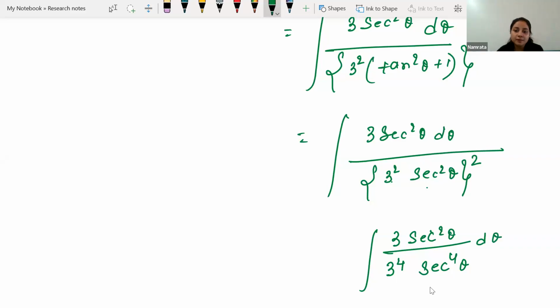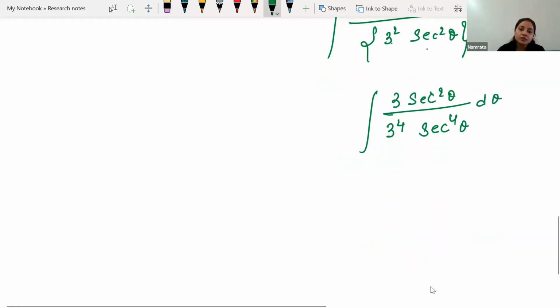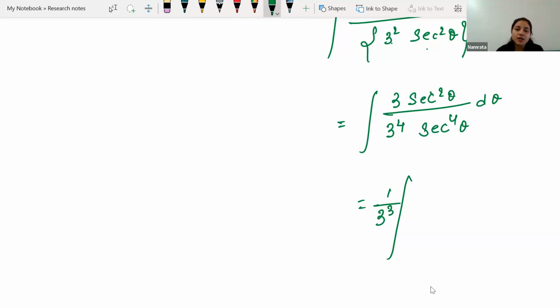Can we move ahead? Okay, let's move ahead. So this 3 and 3 will go, so 1 by 3 cube we are still having, and sec square theta will cancel out, 1 sec square theta from the denominator, so we will be here, which can be written as cos square theta in the numerator. Now this type of integration you must have done, right? Whenever we are having this cos square theta, we try to write the formula of cos 2 theta, right? Let's write it.